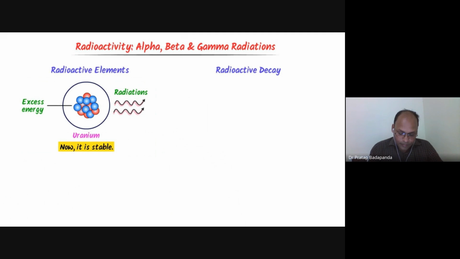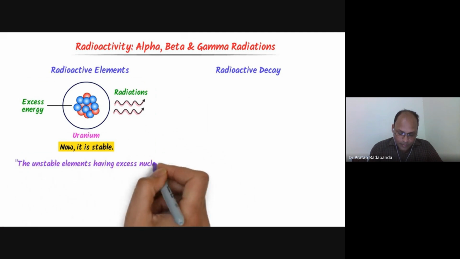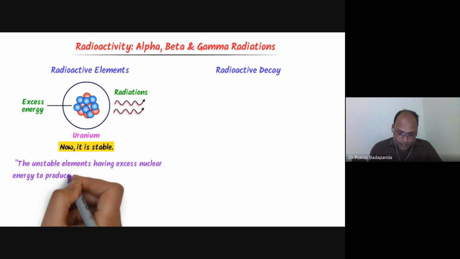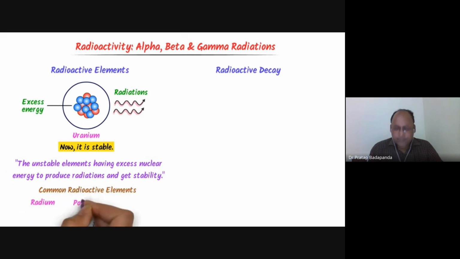Therefore, we define radioactive elements as the unstable elements having excess nuclear energy to produce radiations and get stability are called radioactive elements. Let me repeat it. The unstable elements having excess nuclear energy to produce radiations and get stability are called radioactive elements. Some other common radioactive elements are polonium, radium, and thorium.